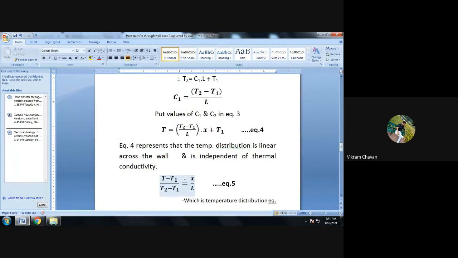This is equation number five, which is the temperature distribution equation for a wall, or rectangular geometry. For rectangular geometry, we can determine the unknown intermediate temperatures by using this particular equation.